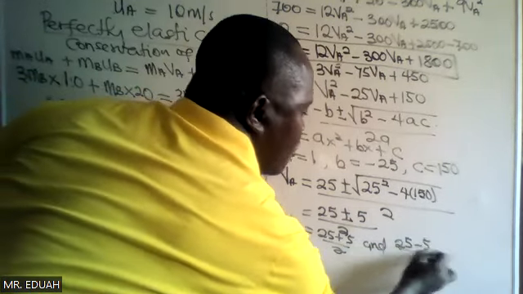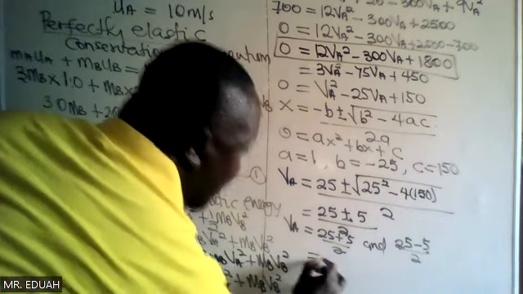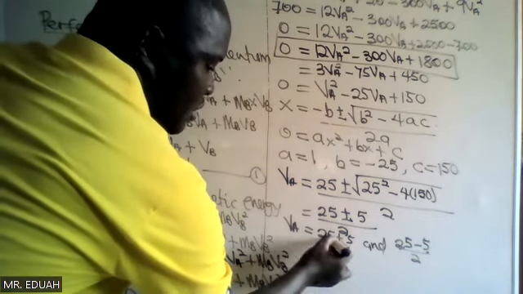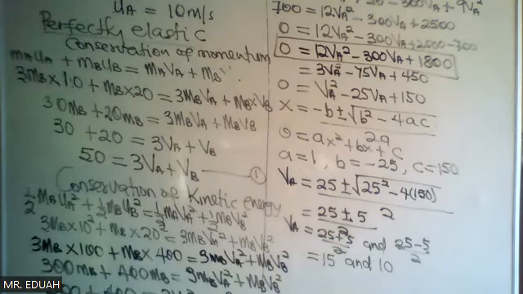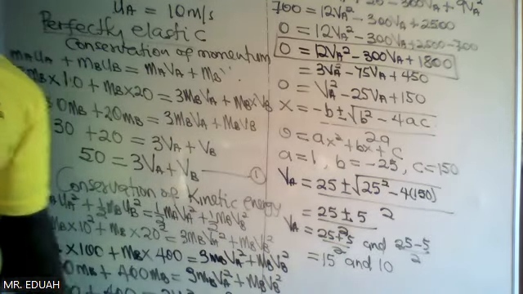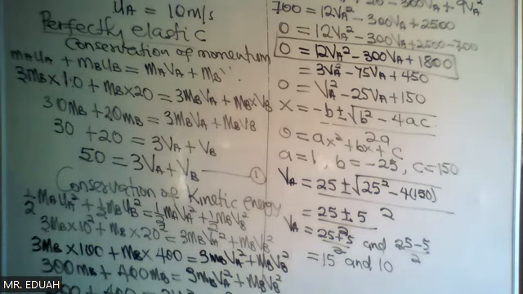These are the two possible answers for VA. This is 30, so 15, and this is 10. 25 minus 5 over 2. So the two possible answers for VA are 15 and 10.